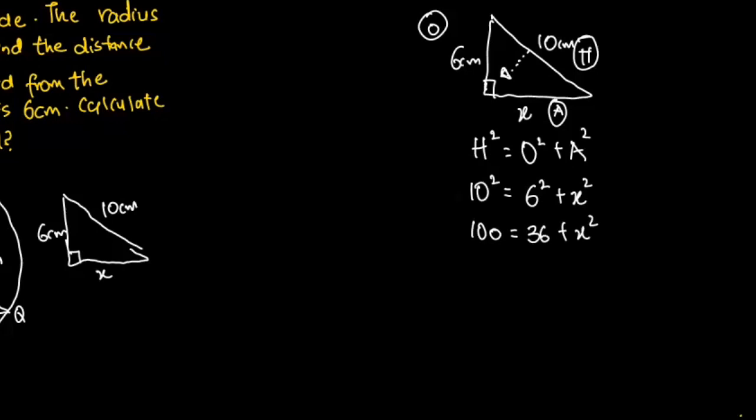So we are going to take 36 to this other side. So it's going to be 100 minus 36 is equal to x square. So we now have this to be 64, because 100 minus 36 is 64, is equal to x square. Now when we take the square root of both sides, the square root of x square is x, and the square root of 64 is 8. So x is equal to 8 centimeter.